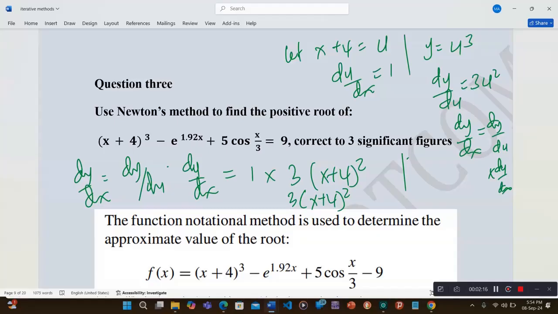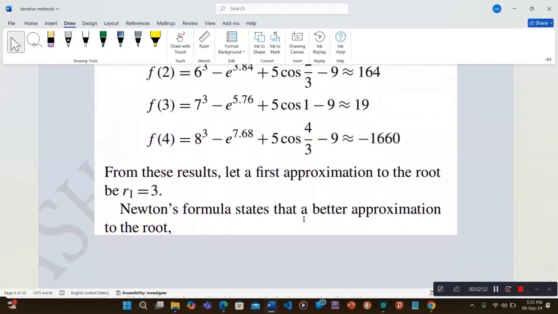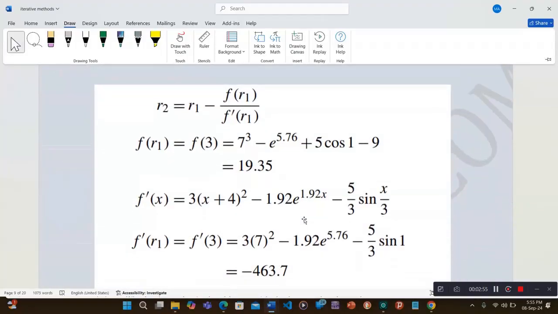Then you go ahead to see how to differentiate an exponential function. This is always going to be this value moved to the other side, and I maintain the exponential. So this will be 1.92 exponential of 1.92x. Okay?